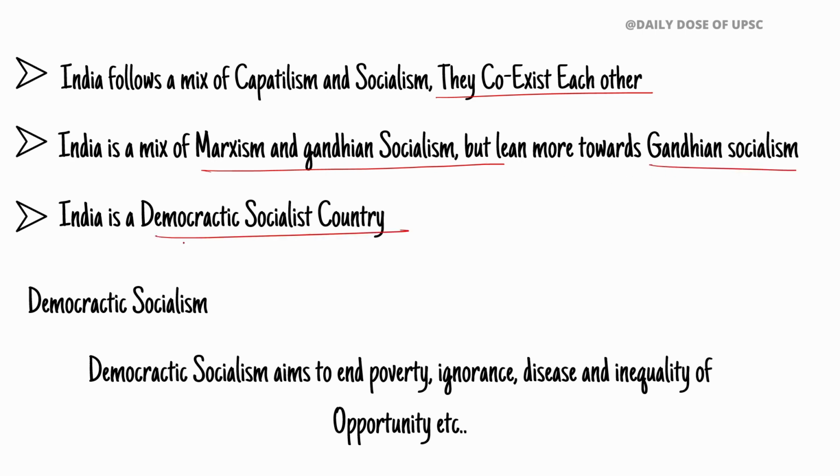India is a democratic socialist country. What is democratic socialism? Government ownership and administration of the means of production and distribution of goods. Democratic socialism aims to end poverty, ignorance, disease and inequality of opportunity, etc.